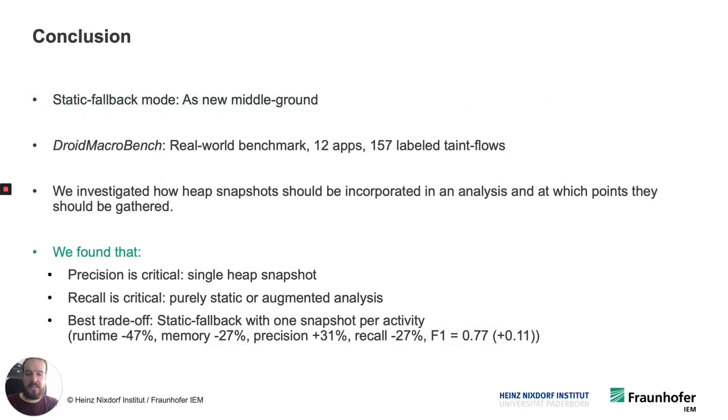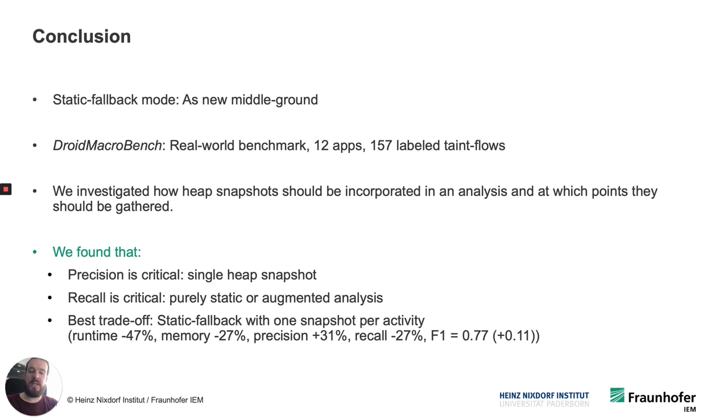To summarize, we proposed a new middle ground between precision and recall by using pointer information from heap snapshots and falling back to pure static information where no dynamic information is available. We introduced Droid MacroBench, a real-world Android app benchmark comprising 12 apps with 157 labeled taint flows. We investigated how heap snapshots should be incorporated in a static analysis and at which points they should be gathered.